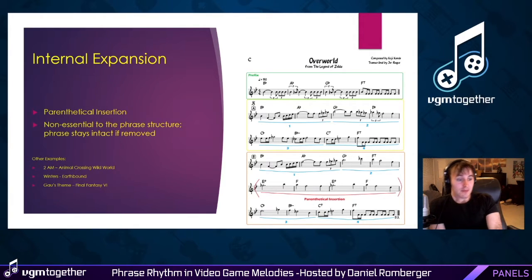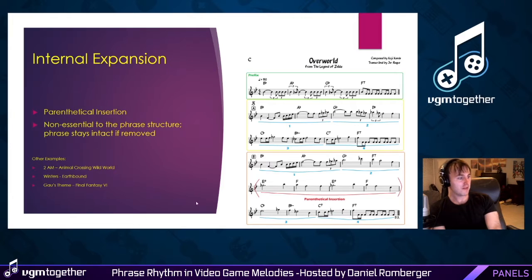So, what's all this, then? This is a parenthetical insertion. A parenthetical insertion is an additional musical material that is non-essential to the phrase structure. In this case, you're just sitting on that dominant harmony and embellishing it a little bit more, which provides just a little bit more interest and tension leading into the next part of the phrase.